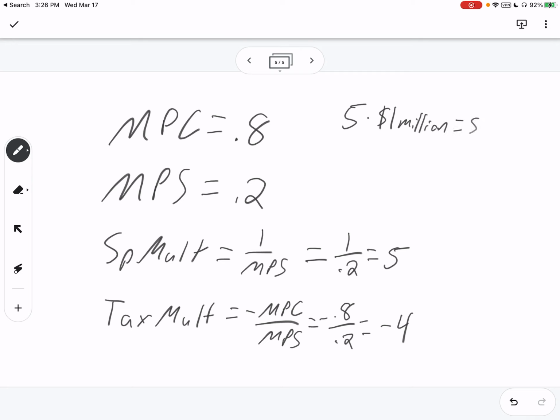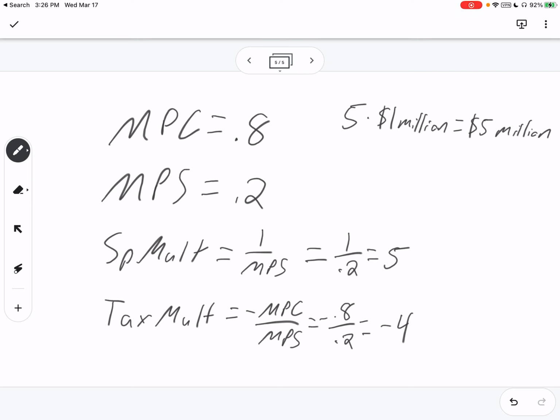5 times 1 million, $5 million. Okay, so capital investment increased by $1 million. You would see a maximum overall change in aggregate demand of $5 million.